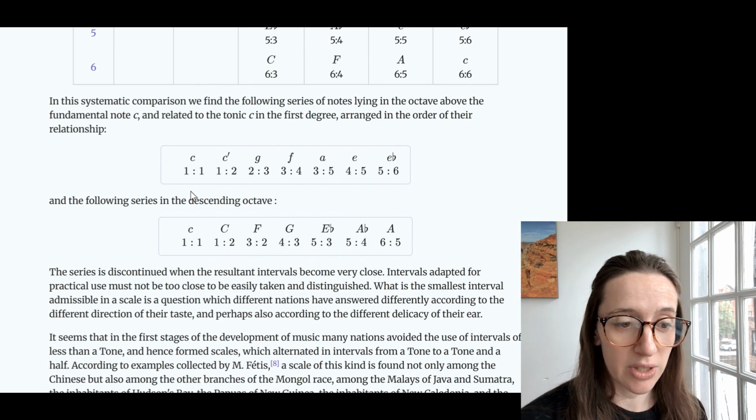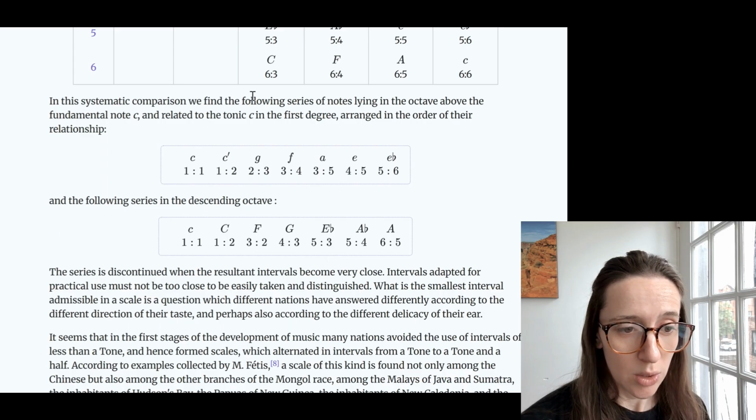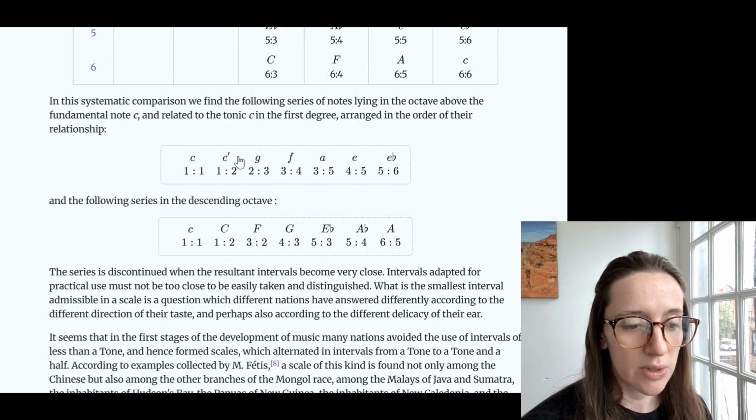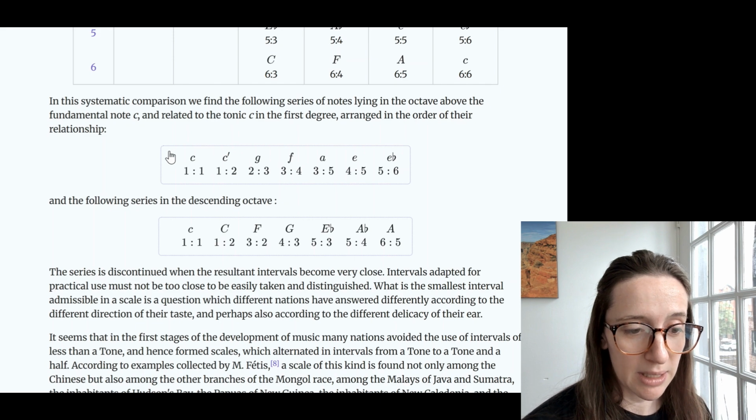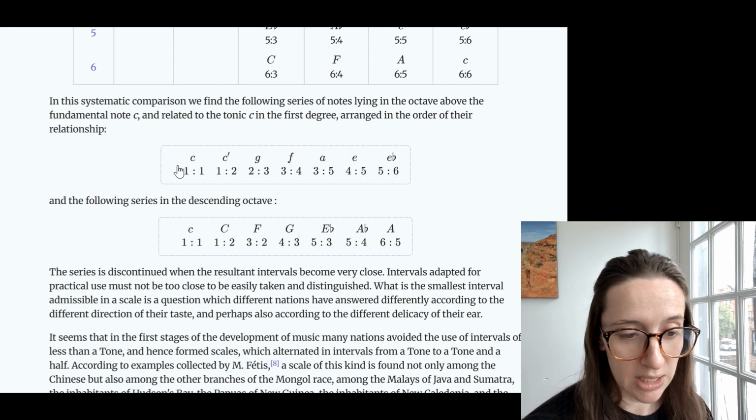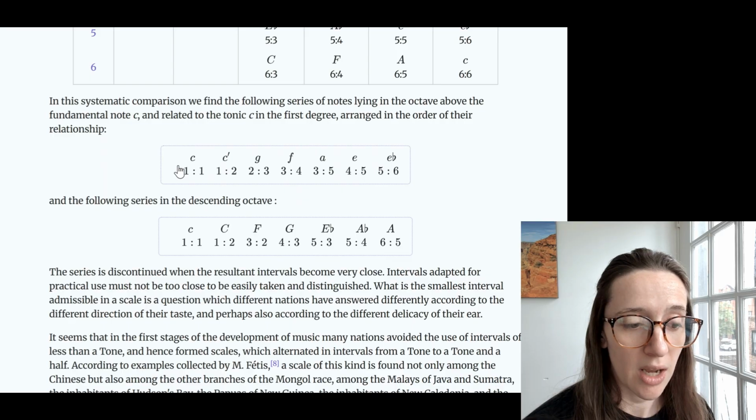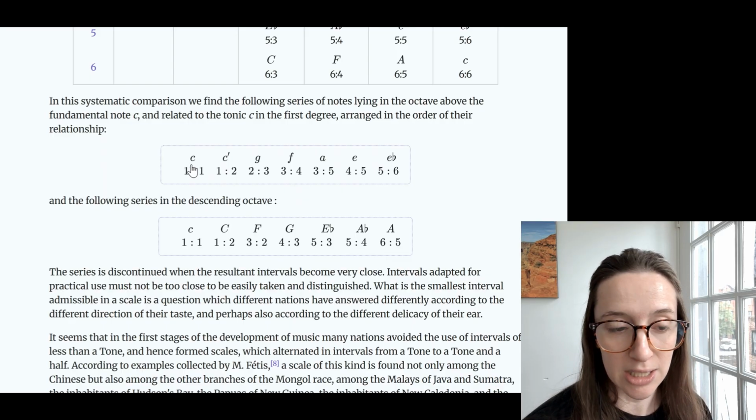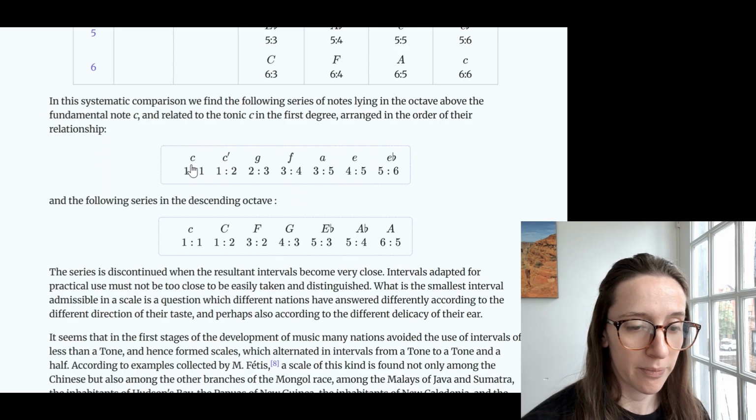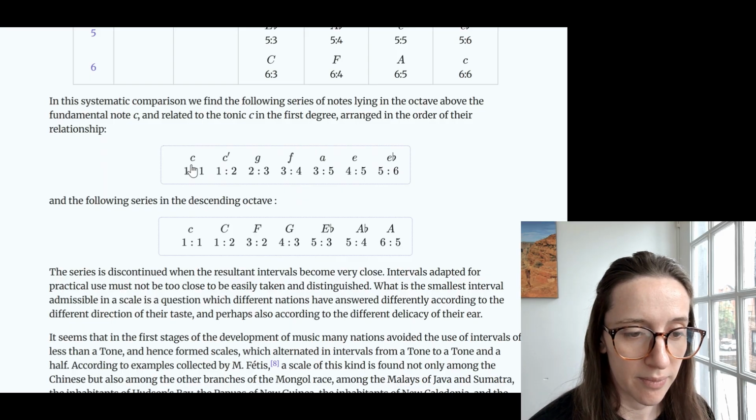If we put these notes in order of how large the ordinal numbers are, we get notes lying in the octave above the fundamental note C and related to the tonic C in the first degree, arranged in order of their relationship. And those below the octave.